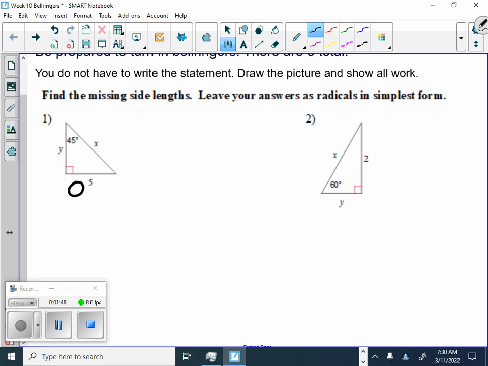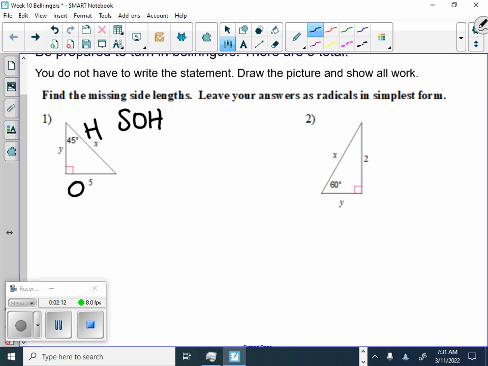Which one do you want to find first, X or Y? X. Let's find X first. Okay? So 5 is opposite. How does X relate to 45? Is it adjacent or hypotenuse? Hypotenuse. Which trig ratio am I going to use? Sine. Okay? Remember your SOHCAHTOA. Okay? So sine is your SO.